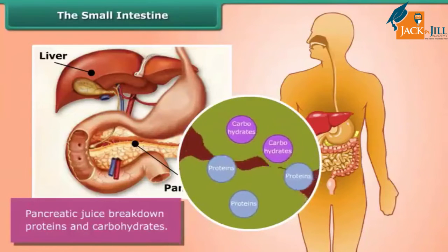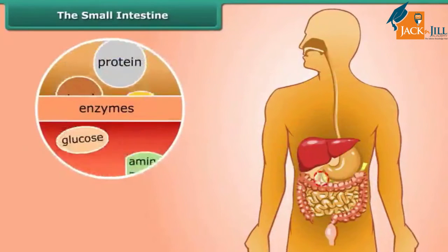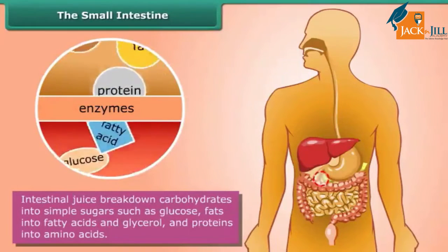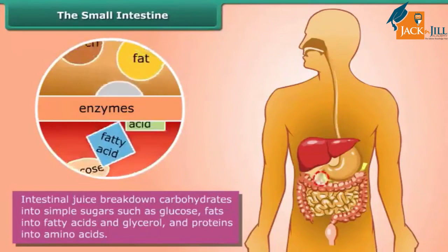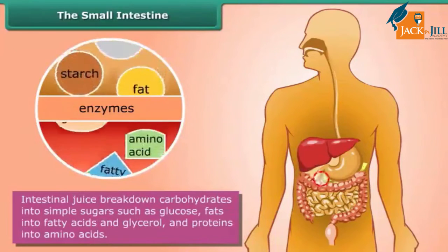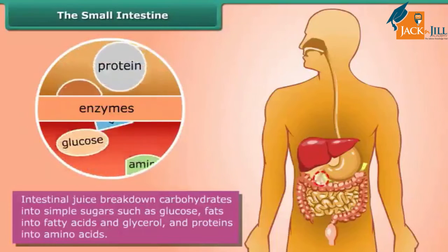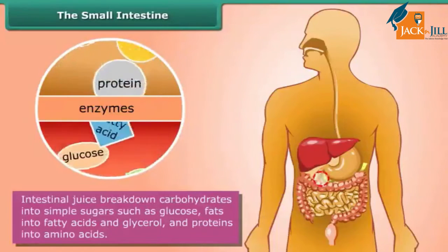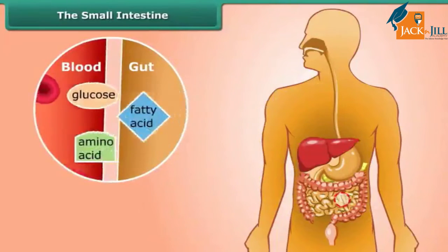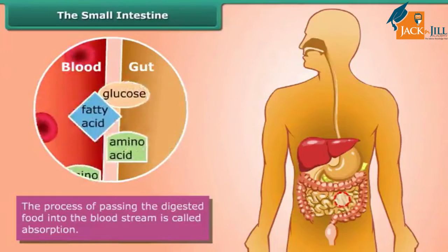proteins and carbohydrates. After that, partly digested food reaches the small intestine, and intestinal juice breaks down carbohydrates into simple sugars such as glucose, fats into fatty acids and glycerol, and proteins into amino acids, and completes the digestion of the food. Now the digested food passes into the bloodstream. We call this process absorption.